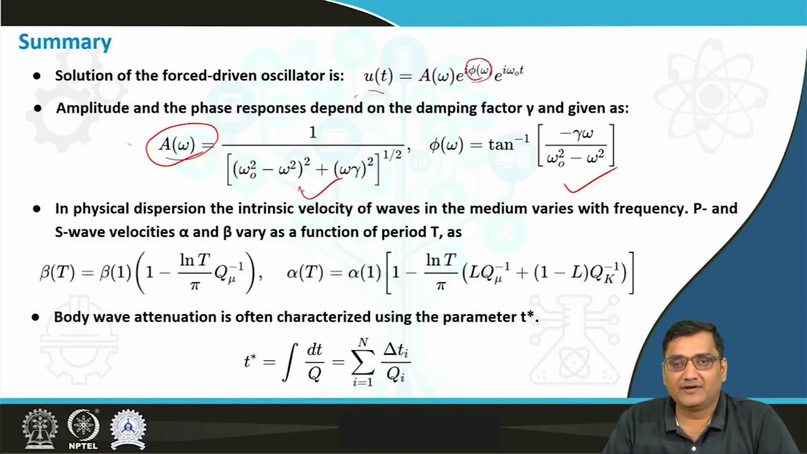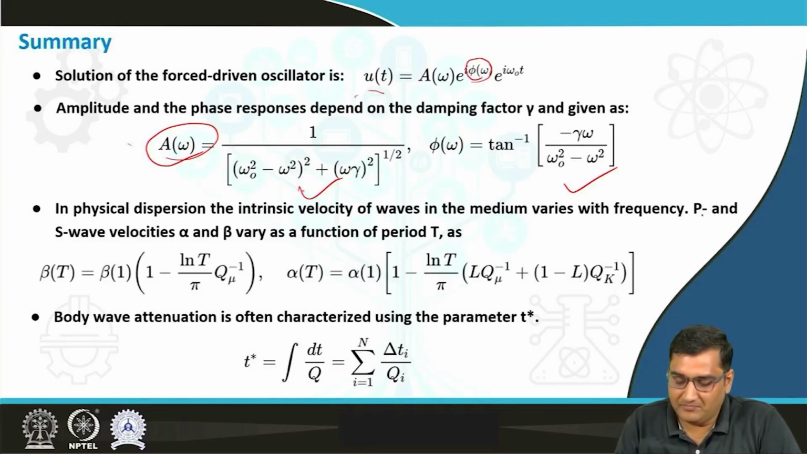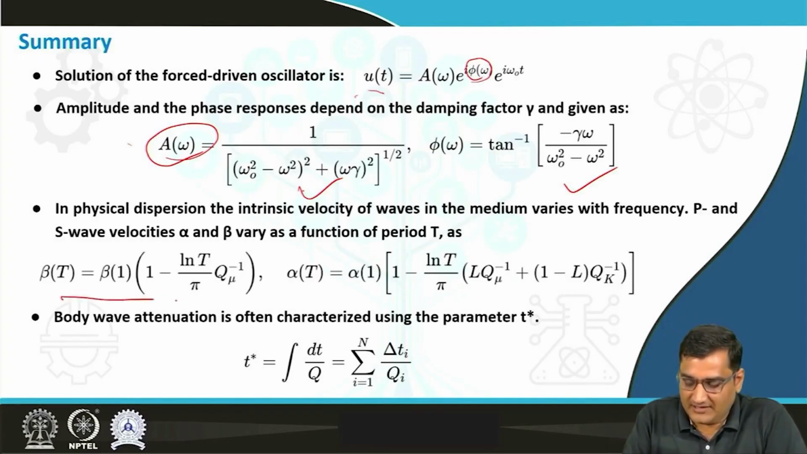In the case of physical dispersion, the intrinsic velocity of the waves in the medium varies with frequency, and the P and S wave velocities alpha and beta vary as a function of time period as given by these expressions.